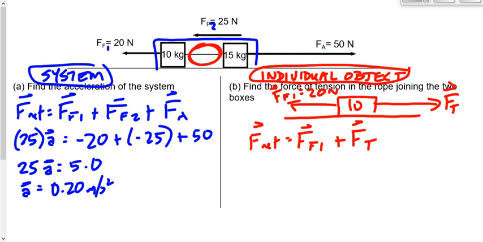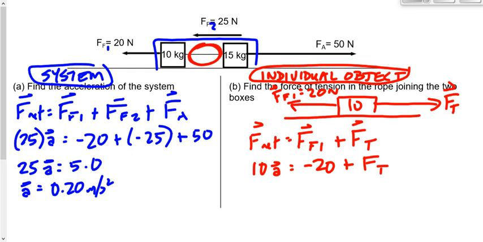So F net, we're going to say this time is what? M times A. What's my mass here? 10. Yeah, forget about the system now. We're analyzing the one object. 10 times A is equal to FF1, which is negative 20, plus the tension, which is what we're looking for.